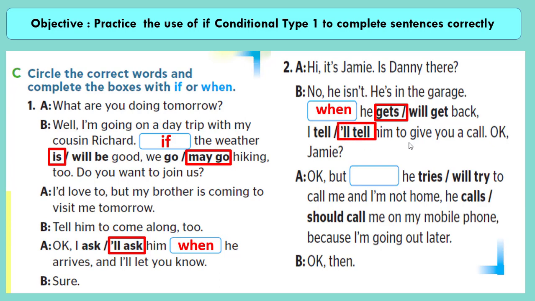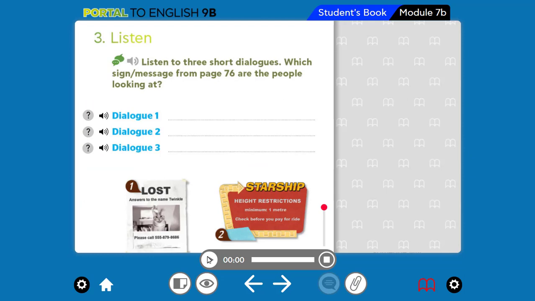Okay, but he will try to call me, and I'm not at home. He should call me on my mobile phone. The answer is if he tries, present simple. If he tries to call me and I'm not home, he should call me on my mobile phone. Now let's move to listening.